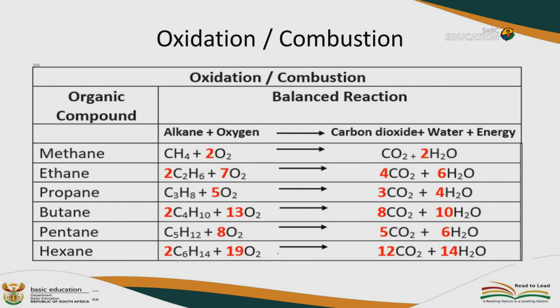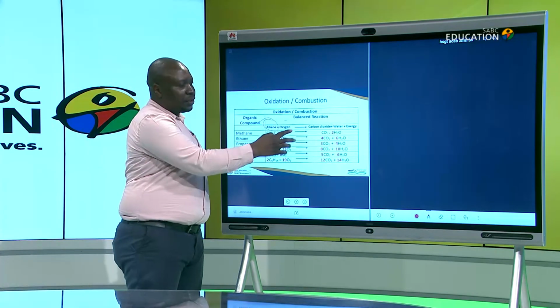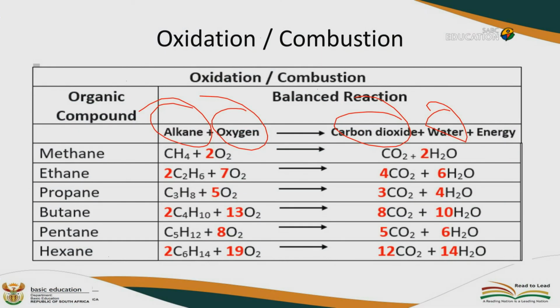Now, the last type of reaction that we are having is our oxidation or combustion reaction. On these ones, what is happening is that we are having our alkanes. Our alkanes are reacting with excess oxygen to form carbon dioxide and water, and energy as well is given off. So that is very much important. You have an alkane, you can see we have methane there, reacting with oxygen to form carbon dioxide and water.